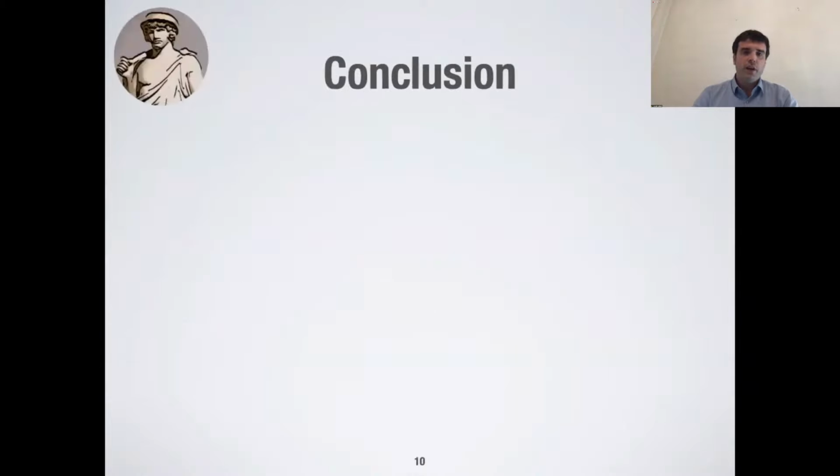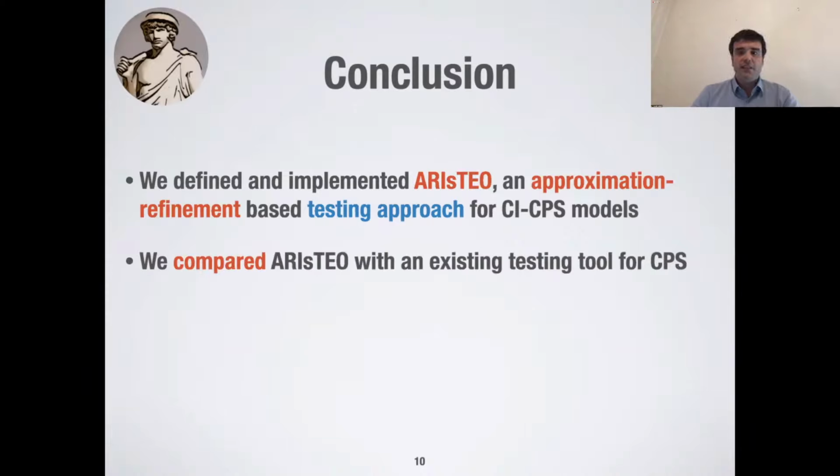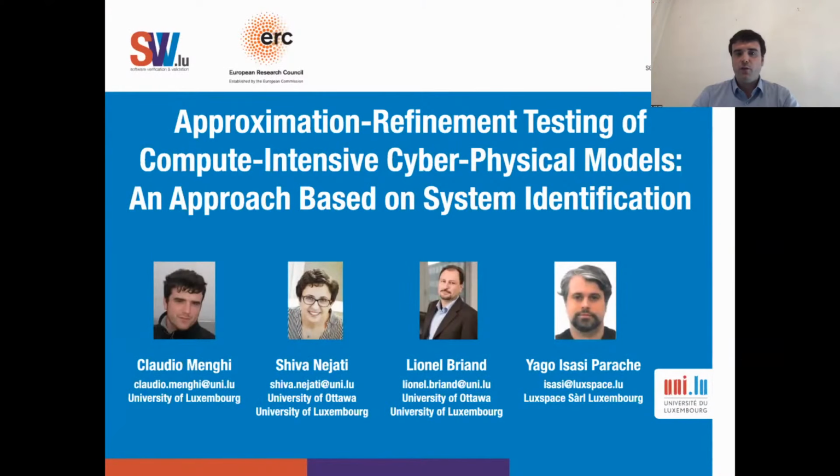To conclude, we defined and implemented RSTO, an approximation-refinement-based testing approach for compute-intensive cyber-physical system models. We compared RSTO with an existing tool for cyber-physical systems coming from the literature, and our results show that Aristeo can indeed effectively and efficiently handle compute-intensive cyber-physical system models. Furthermore, we were able to detect problems on a real industrial model coming from our industrial partner. Thank you for the attention. We are available for answering any questions.